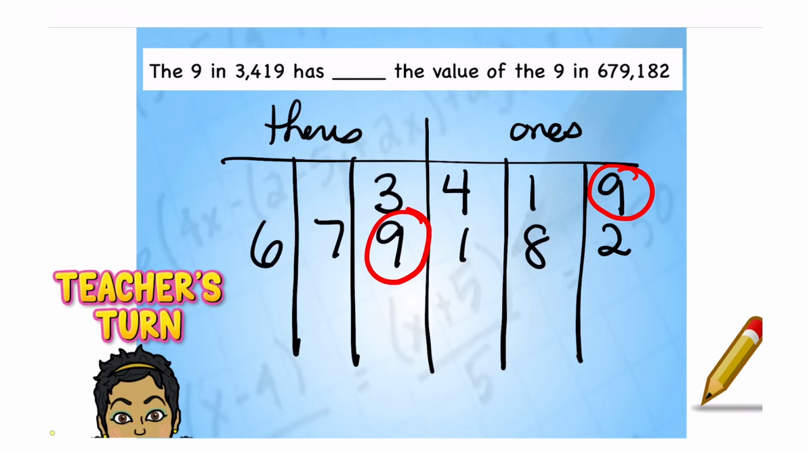And just looking already, I know that this 9 is smaller than this one. So, how many times smaller? 10, 100, 1,000 times smaller. So how am I going to represent that? It has 1,000th the value. So because it's smaller, it is definitely a lot smaller. It is 1,000 times smaller.